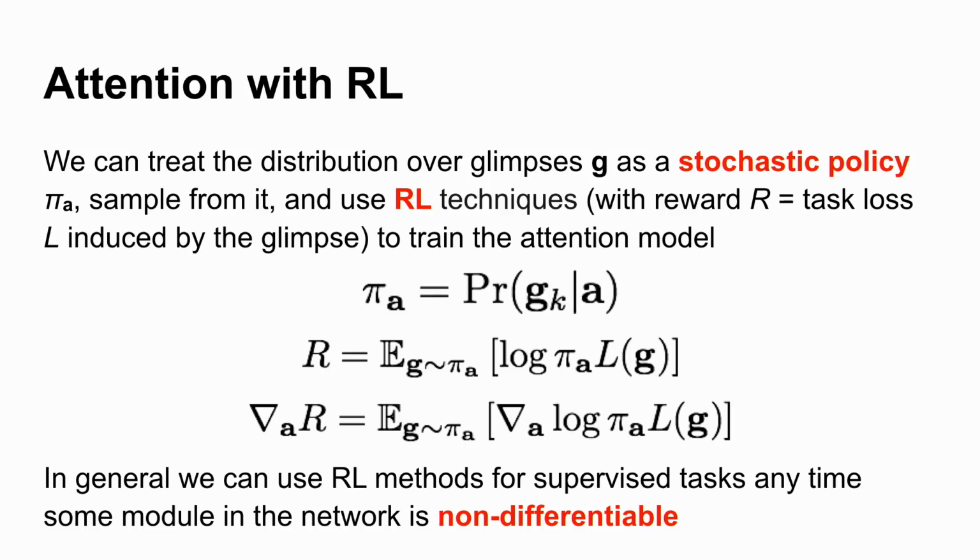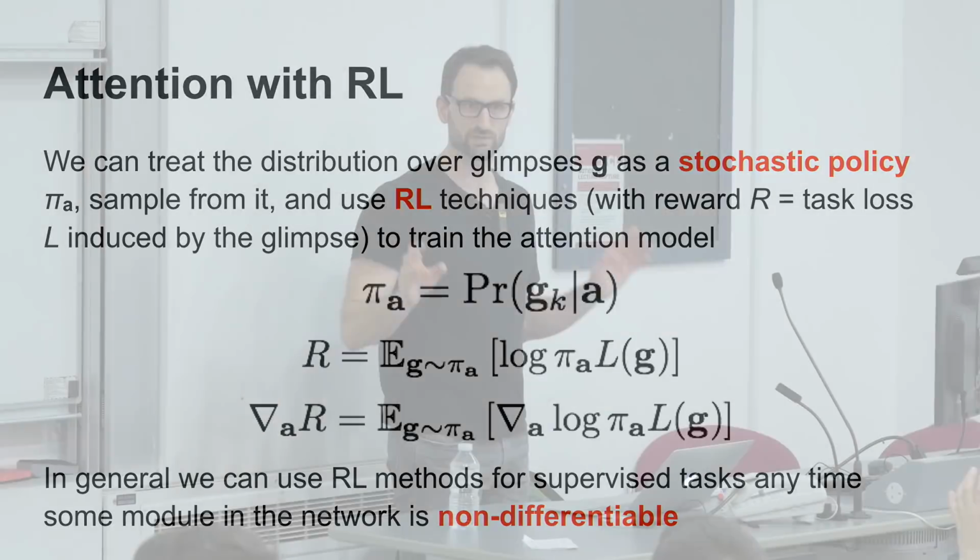Just by choosing where to look, you're already kind of implicitly changing your own environment. And so it becomes a lot like an RL problem, and then you can use RL techniques. If you say there's some reward, in this case, let's say it's the loss for something like classification that is induced by a particular glimpse, then you can use that to train the model with REINFORCE or some similar method. And this is a general technique that's useful to know.